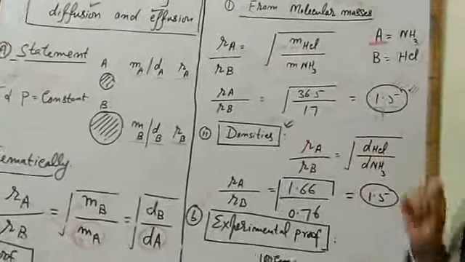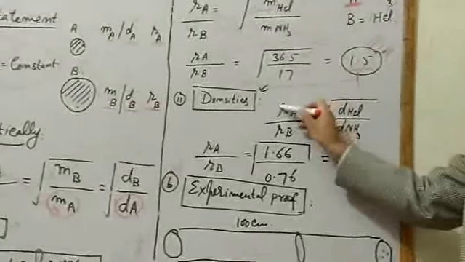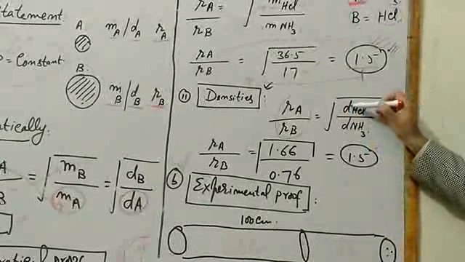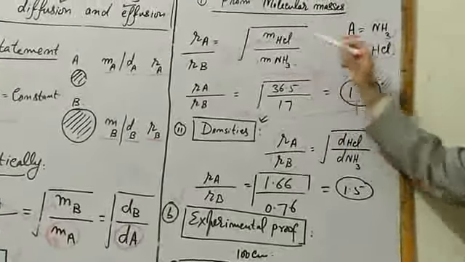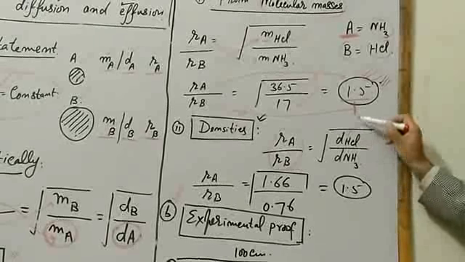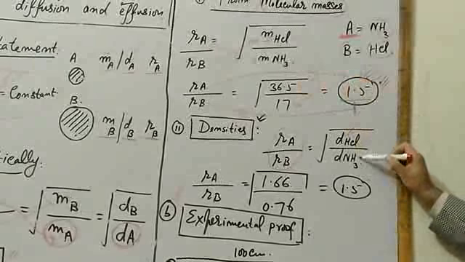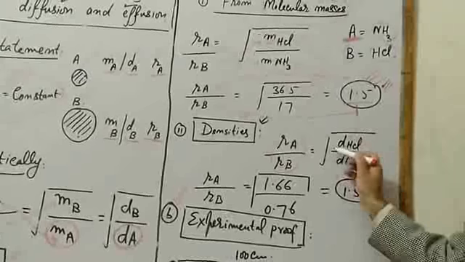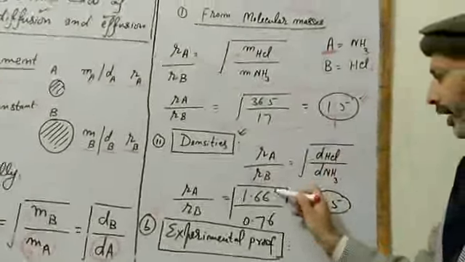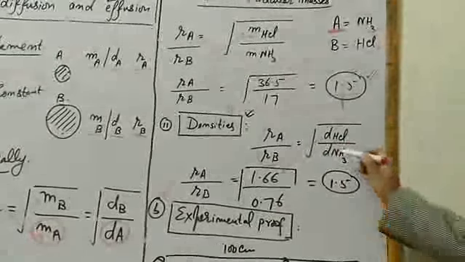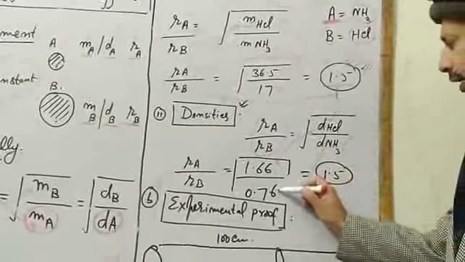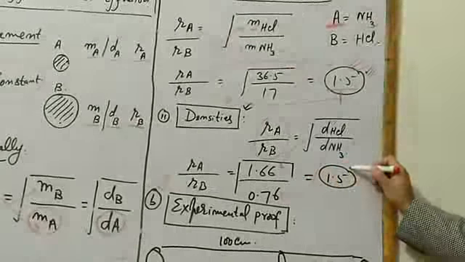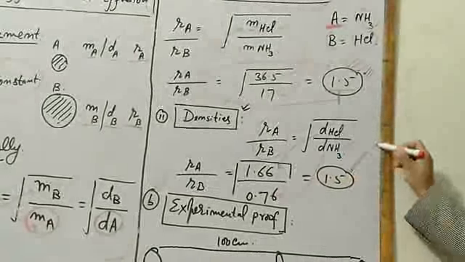The second proof is from density. Now look over here, the same equation is again here, RA divided by RB. Here instead of mass, I take density of HCl, and here instead of mass of ammonia, I take density of ammonia. Now keep in mind the density of HCl is 1.66 and density of ammonia is 0.76. Divide this by this, take the square root, you will get again 1.5.